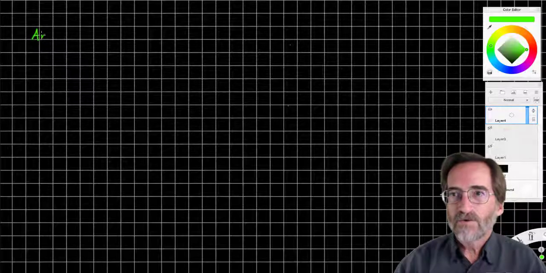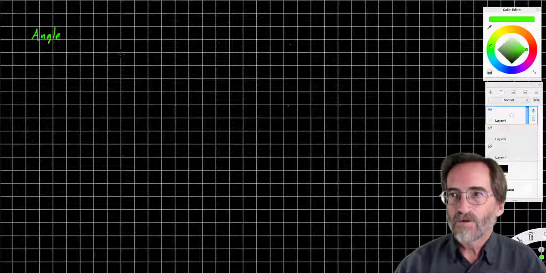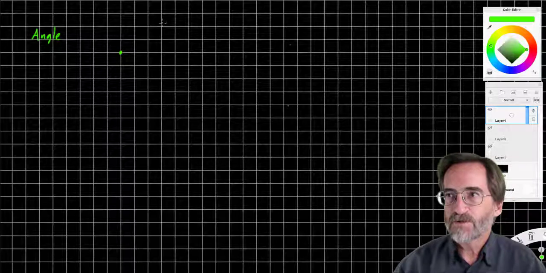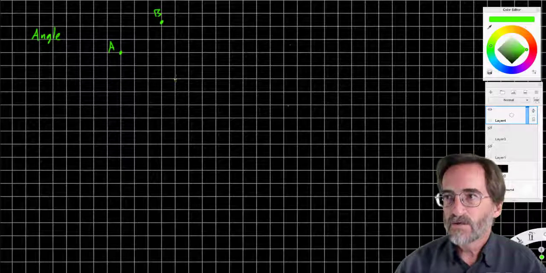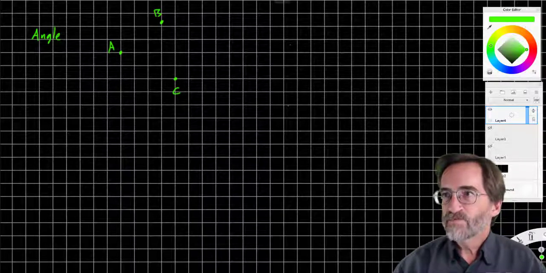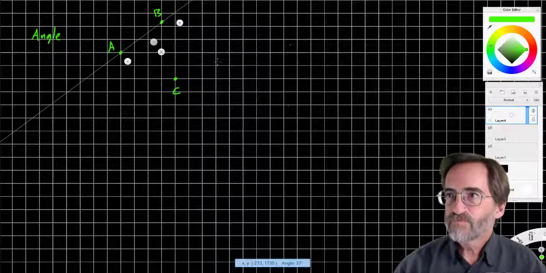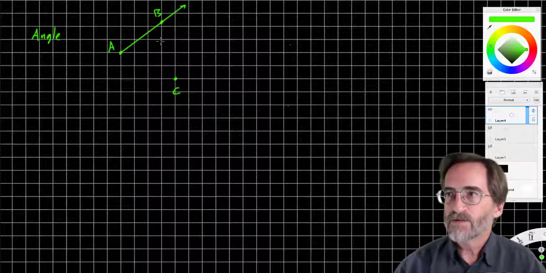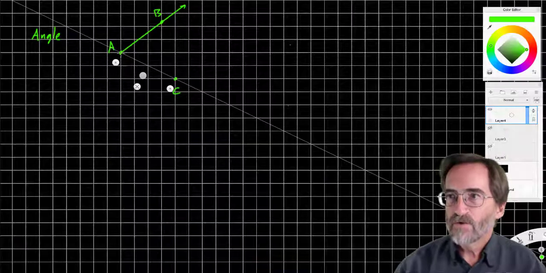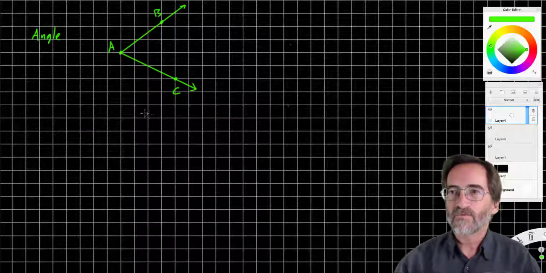Angles figure very prominently in this lesson. And the symbol for an angle, or the drawing for an angle, consists of two rays with a common starting point. I'm going to draw this with A, B, and C. In this case, the common starting point is going to be point A. So here's ray AB. We draw a ray by putting an arrow on the end to indicate it goes on forever. And ray AC, draw an arrow on the end to indicate that it goes on forever. Starts from A, goes through C, continues forever.